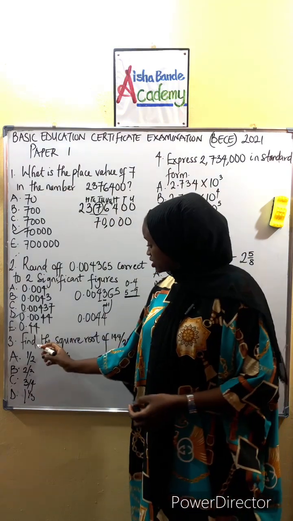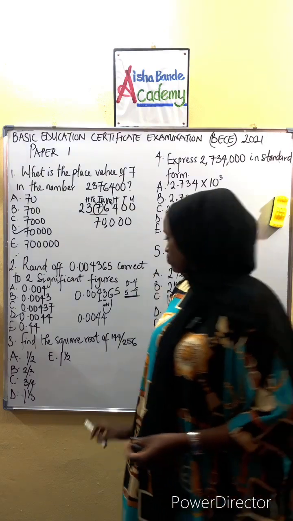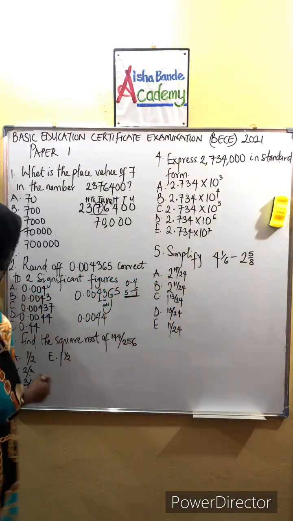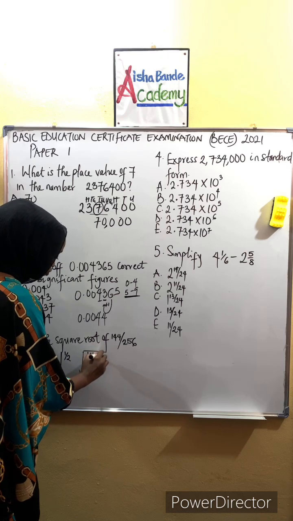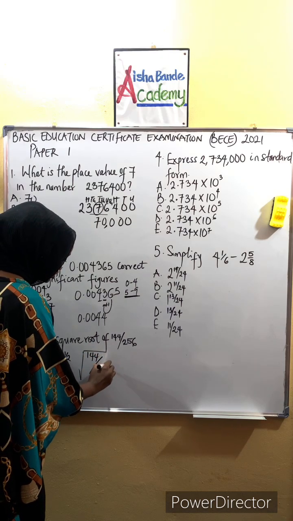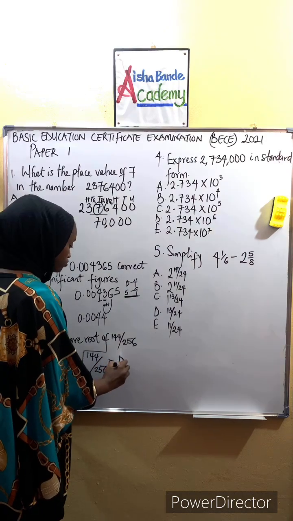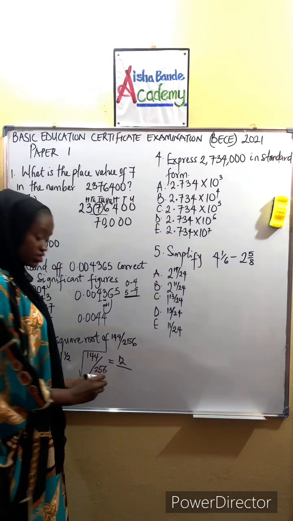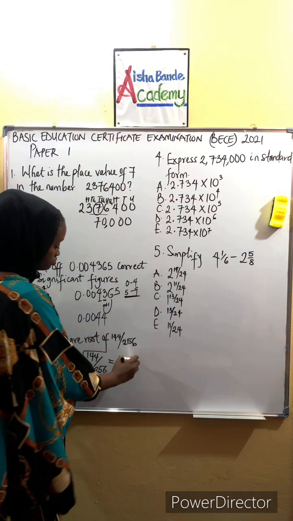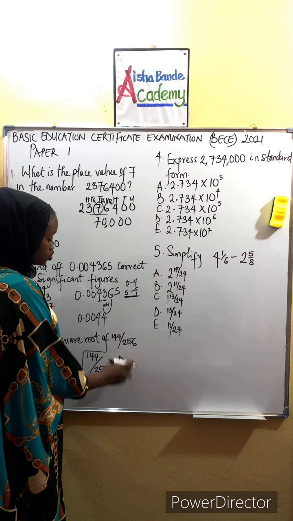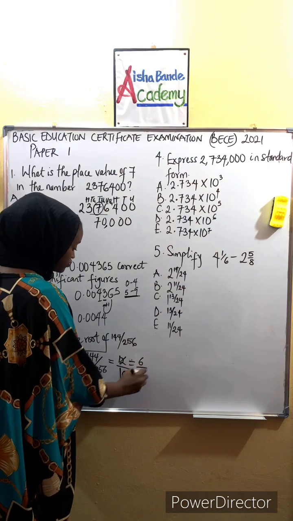Okay, number 3 says, find the square root of 144 over 256. Square root. So we all know what square root is, right? So this is the symbol for square root of 144 over 256. This is equal to the square root of 144, which is 12, all over the square root of 256, which is 16. So we're going to break this down to the lowest term. The number that can go into these two numbers is 2 without a remainder. So 2 here gives us 6 and 2 here gives us 8.